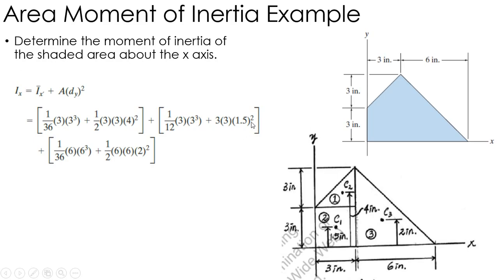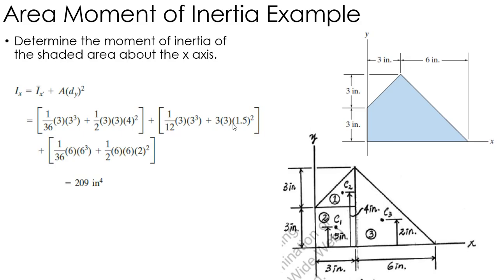You square that. Finally, the big triangle is again 1/36 base times height cubed, and the base is 6, the height is 6. And then add the area, which is 1/2 base times height, times the distance away squared, which again is 2 given here. So plugging all that into a calculator, you get the answer of 209, and that is inches to the 4th.